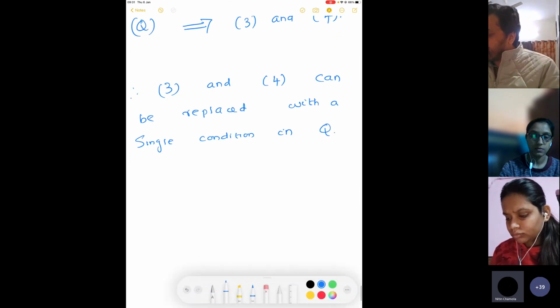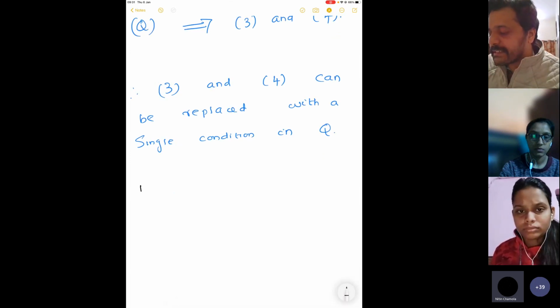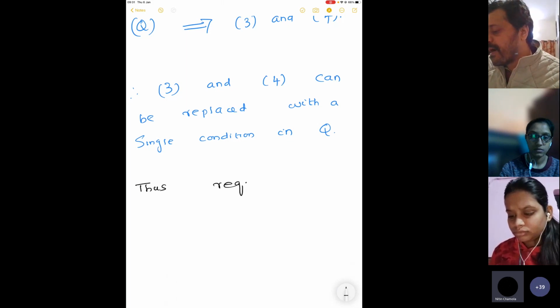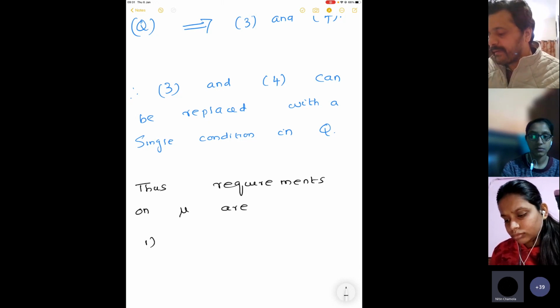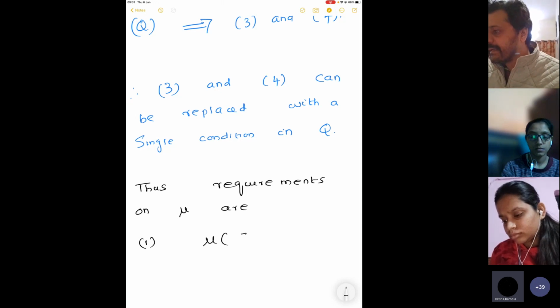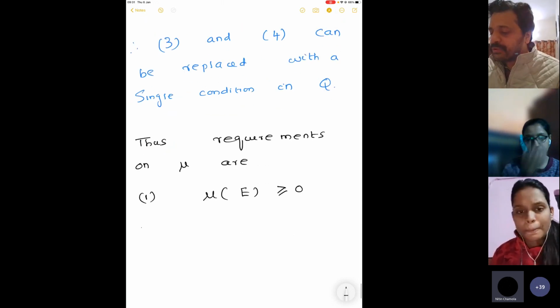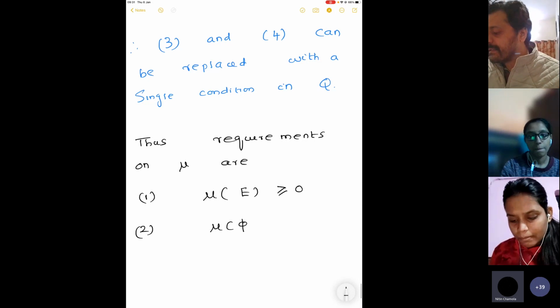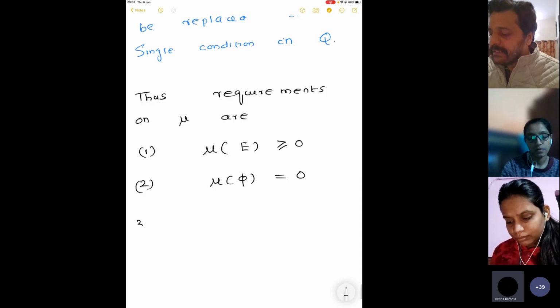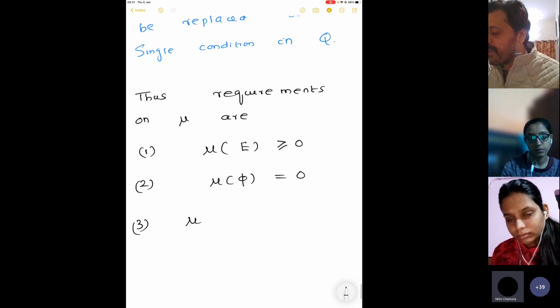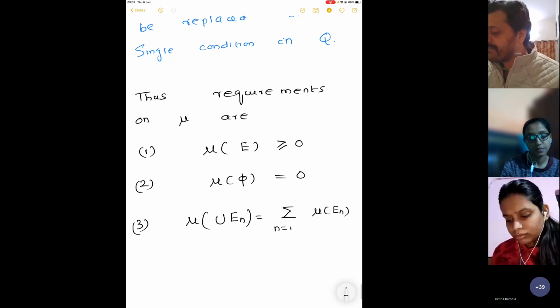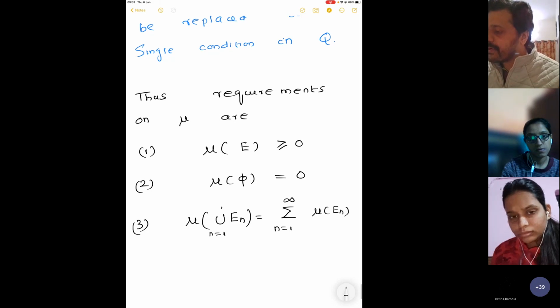Okay, so let me tell you what are all the requirements on mu. Thus, requirements on mu are: 1. Mu of E is greater than or equal to 0. 2. Mu of null set is equal to 0. And 3. Two conditions I will combine: mu of union En is equal to summation mu of En, n equal to 1 to infinity, for all En disjoint.